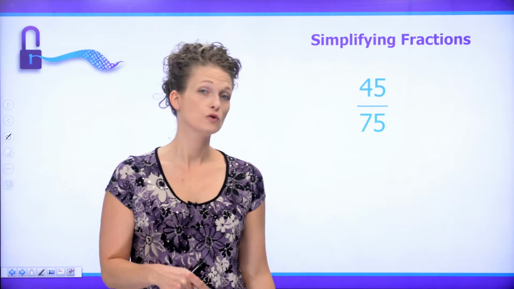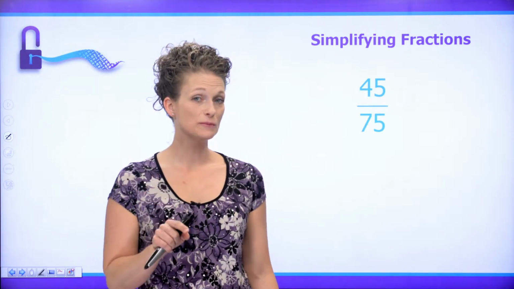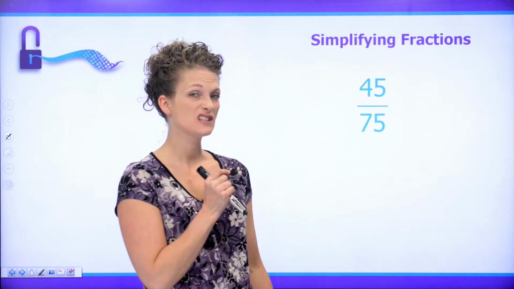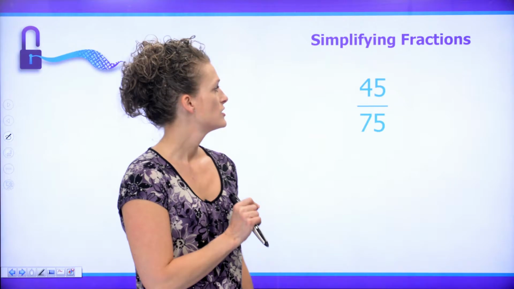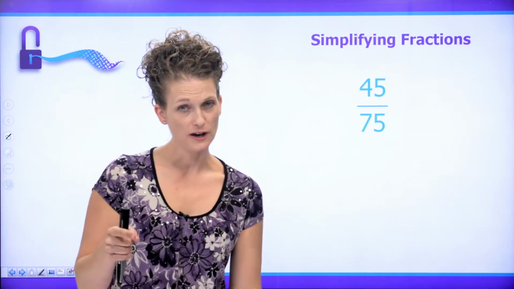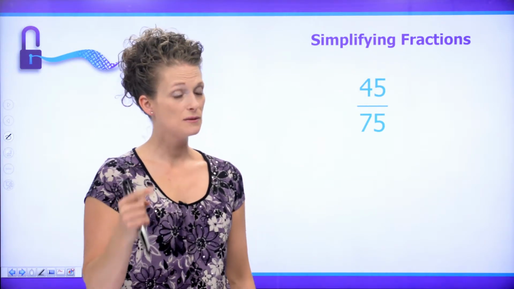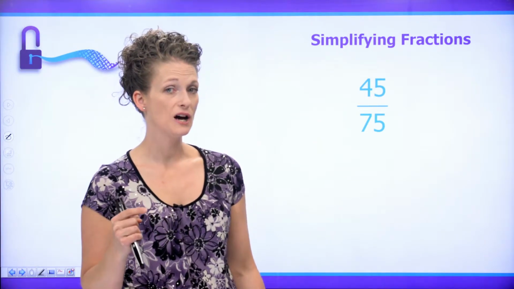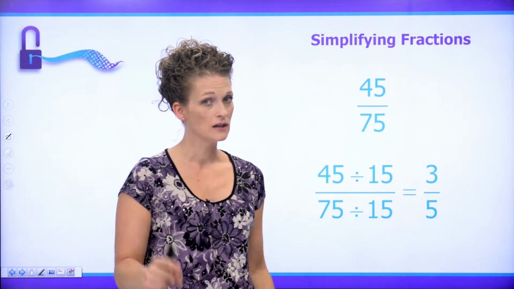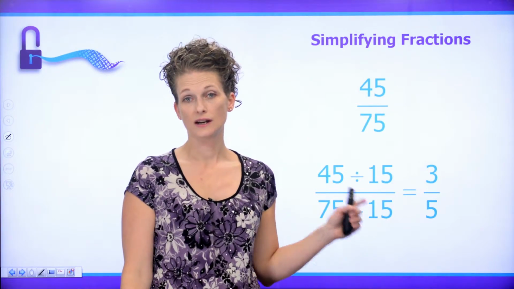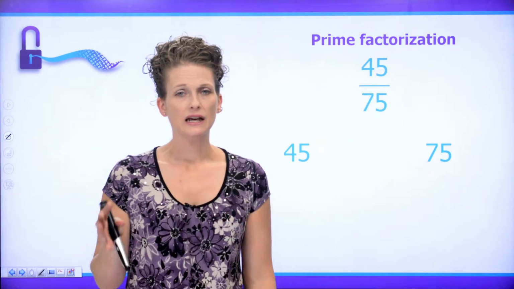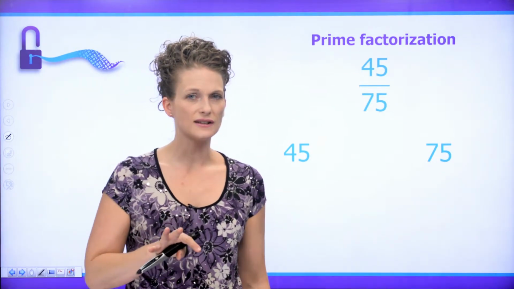So that was finding equivalent fractions. Now let's talk about simplifying fractions. Simplifying means in a fraction, we're going to make it as small as we can make it. So 45 over 75. Well, I happen to know that 45 and 75 can be simplified by dividing the top and bottom by 15. So if I divide 45 by 15, I get 3, and 75 divided by 15, I get 5. Well, sometimes the numbers are really big, and it's hard to know if you've actually got it simplified.